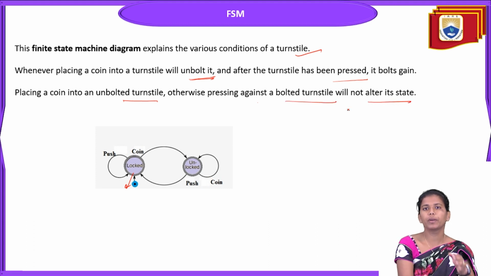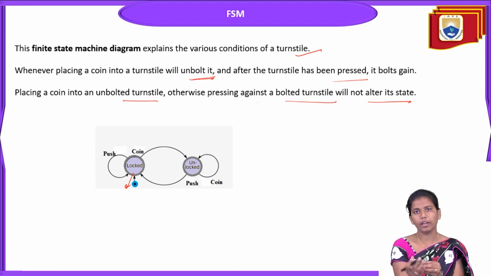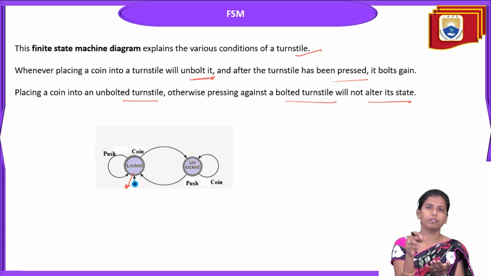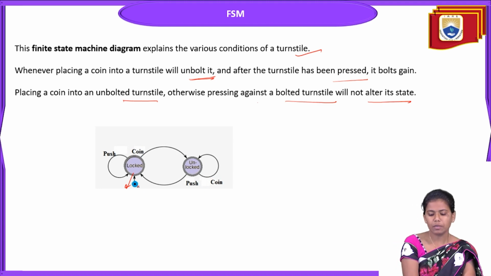So if you place some coin on a turnstile and you press the turnstile, it will change its state. But if you place a coin on the turnstile and you are not pressing it, it unbolts. It doesn't lock, which means a change of state is not occurring. That is what you can observe here.